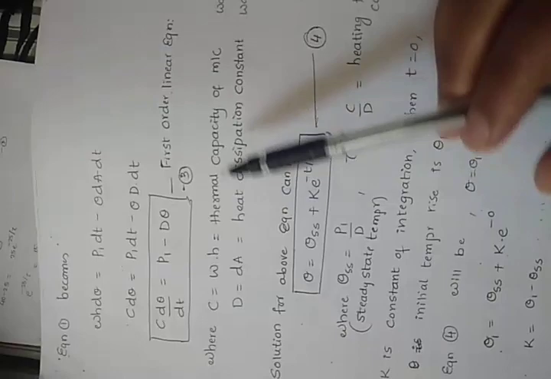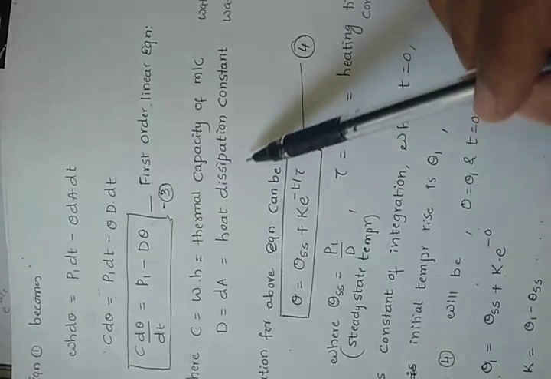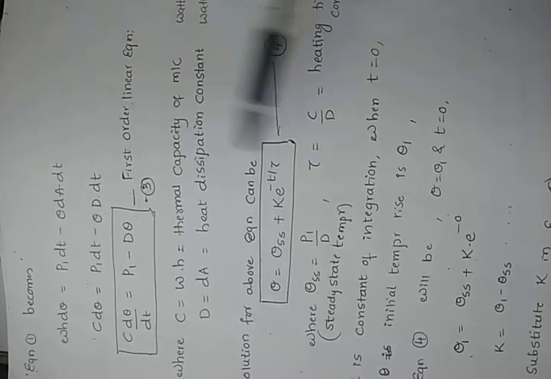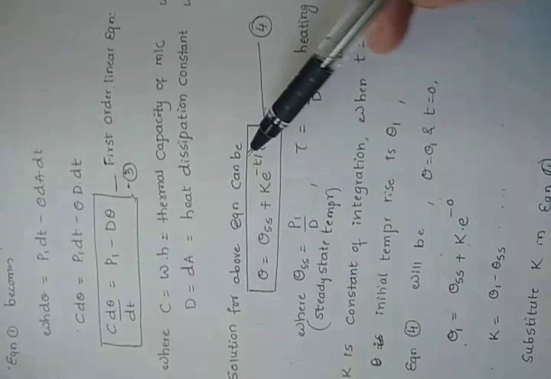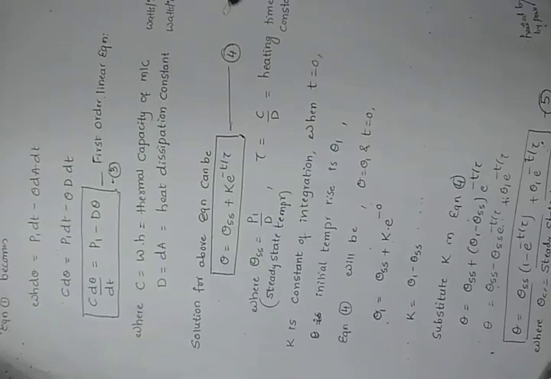Next, it is the first order differential equation, where C is the thermal capacity and D is the heat dissipation constant. From this first order differential equation, we can get the equation theta is equal to theta SS plus K e power of minus t by tau, where theta SS is the steady state temperature rise and tau is the heating time constant, because now we are studying about the heating part. That's why we have to study the heating time constant. First, you have to write the heating time constant.